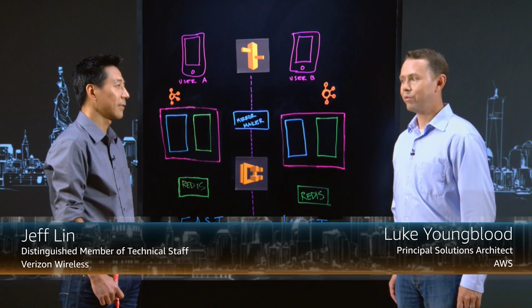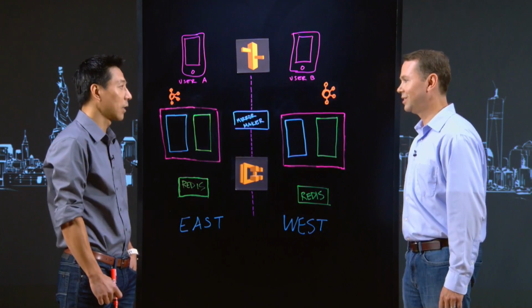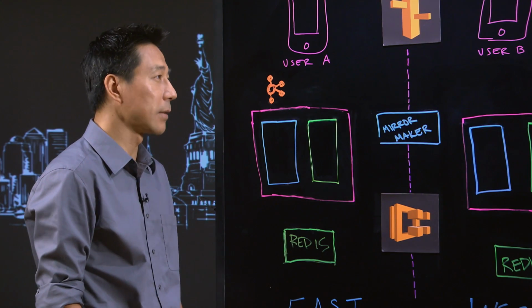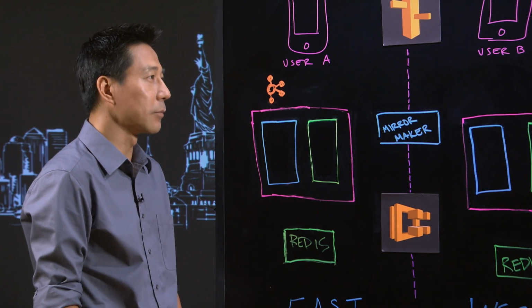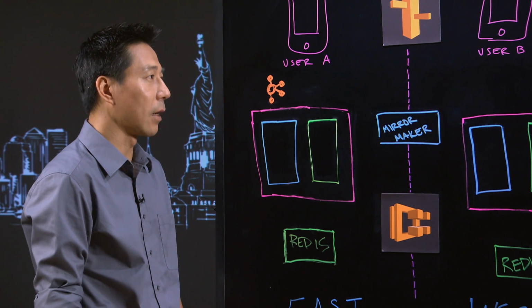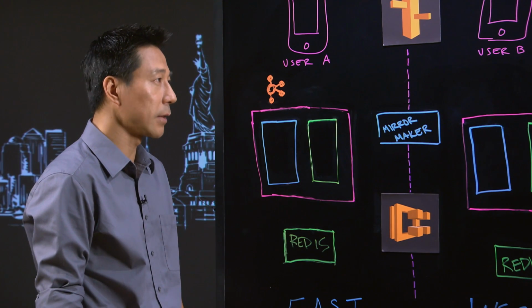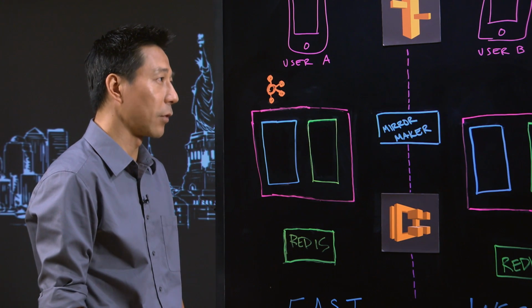Today we're here with Jeff from Verizon Wireless, and we'd love to learn more about your application. Hi, Jeff. Hi, Luke. Our application is called Verizon Messages. It runs on both iOS and Android. The application allows users to have a rich messaging experience, like syncing messages across devices, sending large files, and also sending gift cards to their friends.